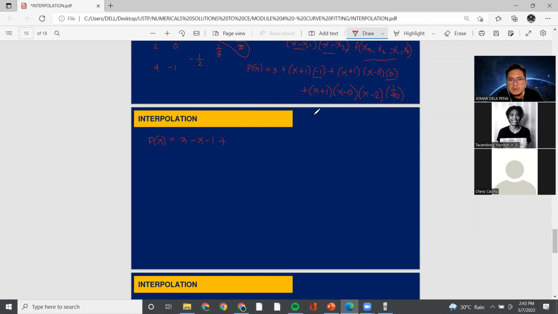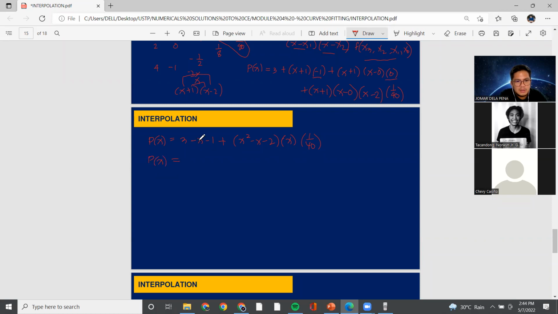Then the other one is x plus 1 of x minus 2. Pilang na siya. That is x and negative 2x. So negative x, yeah. That is equivalent to x squared minus x minus 2. Then we have x minus 0 is x times x, 1 over 40. Simplify pa good.